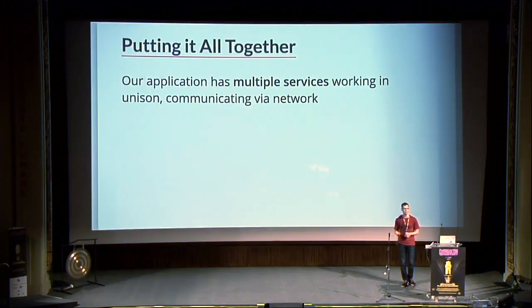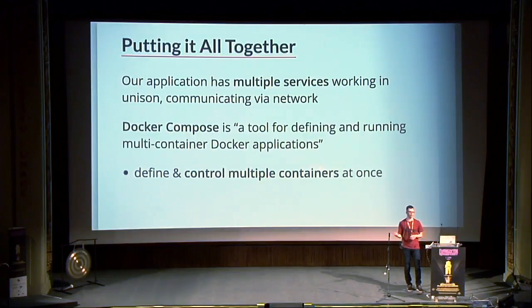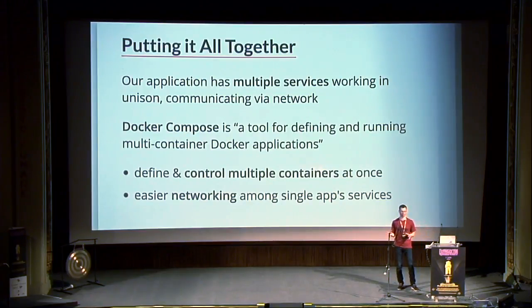And as shown, our application consists of multiple services which all run at once and then communicate with each other over the network. And we could use some way of controlling all of those services as a single entity. And this is where Docker Compose comes in. As they say themselves, Docker Compose is a tool for defining and running multi-container Docker applications, which is exactly what we need. Basically, it lets us define a list of services that our application has, and then start and stop and control in other ways all of those services at once. And it also makes networking easier among those services of a single application, because it puts them basically into their own private network so that they can all talk to each other without requiring any explicit port forwardings to be defined.